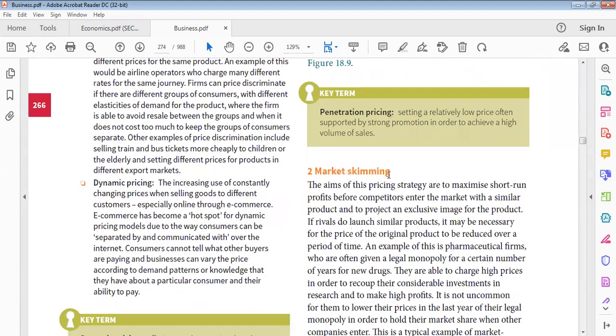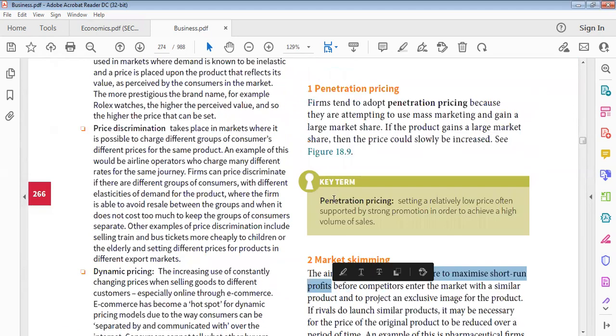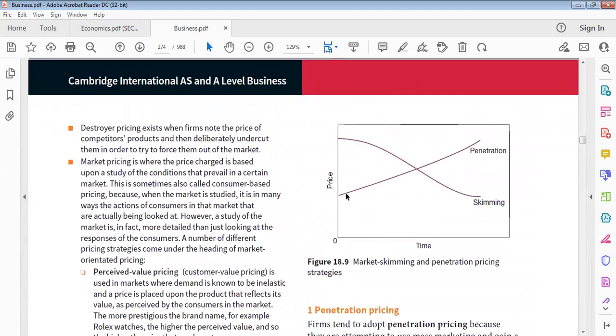And then the second type is called market skimming scheme. All right? So this pricing strategy is to maximize the short-term profit. Okay. Here, you start with a very high price. Now, what's the reason? The reason is you have something which no one else has, something unique.